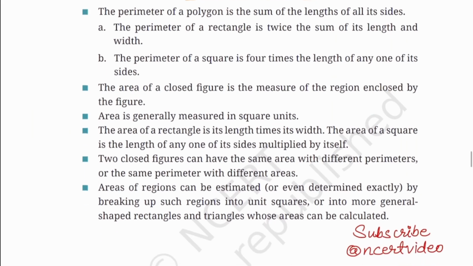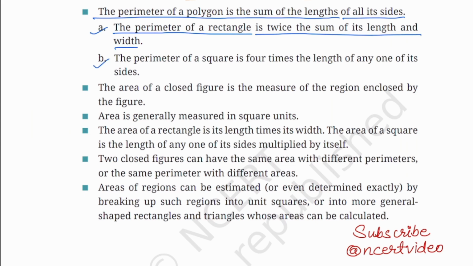Summary. The perimeter of a polygon is the sum of the lengths of all its sides. A. The perimeter of a rectangle is twice the sum of its length and width. B. The perimeter of a square is 4 times the length of any one of its sides.